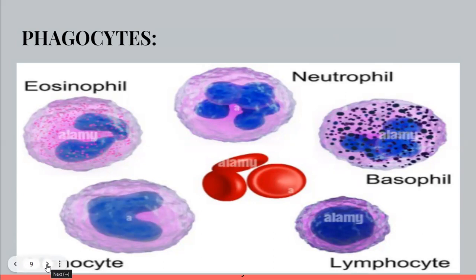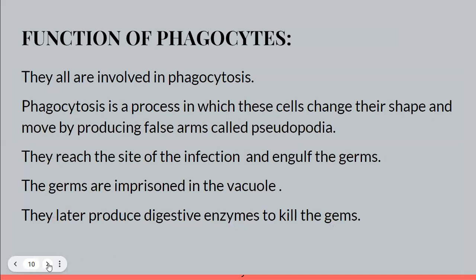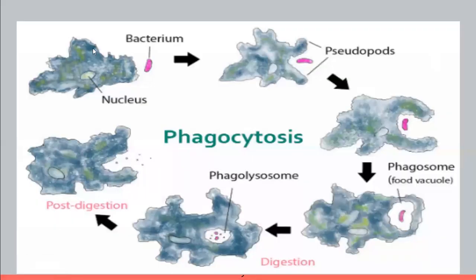germs. Day and night germs are entering our body. They are making their way inside our body, but we are not becoming sick. Why? Because these phagocytes eat up the germs. How do the phagocytes eat up the germs? You can see the picture here.